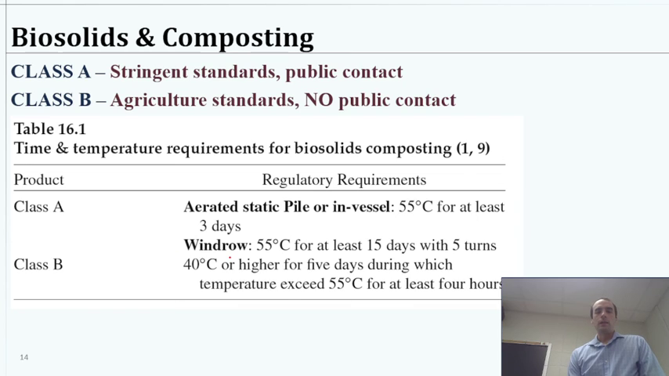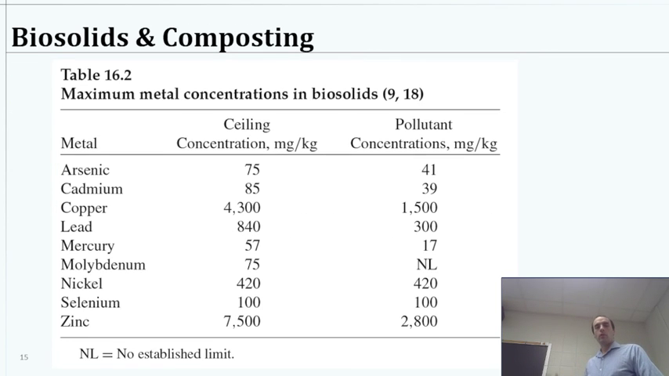All right, so Class B then is 40 degrees Celsius or higher for 5 days, during which temperature exceeds 55 degrees Celsius for at least 4 hours. So it has to reach that 55 Celsius mark, but it doesn't really have to stay there very long. So that's just not as strict. And so that's kind of the difference, specifically for the pathogen removal is the issue there.